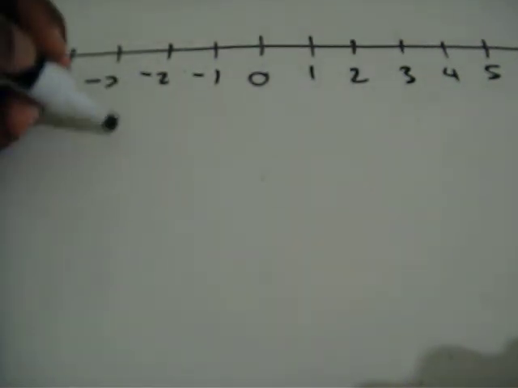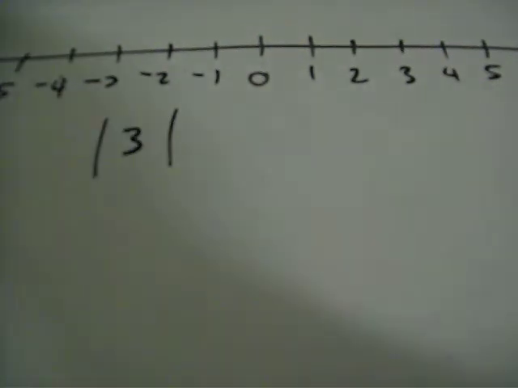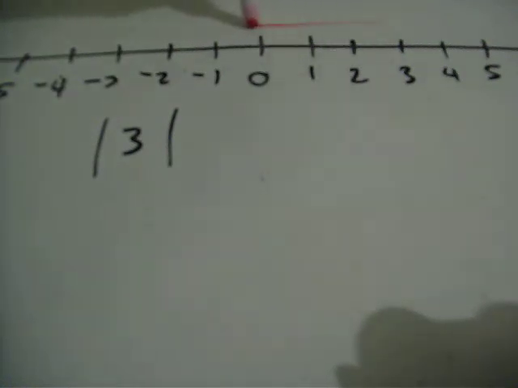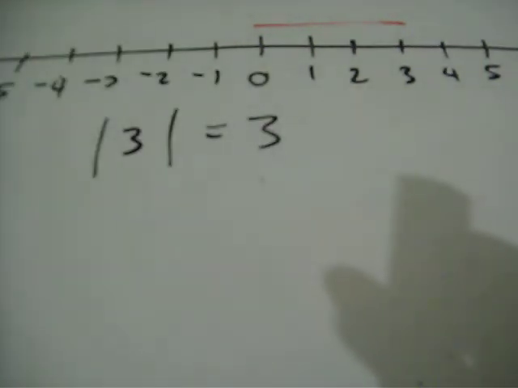And the way we write this is the absolute value of 3. So I just said the absolute value of 3 is 3. It's the distance away from 0. So that distance I drew in red. So the absolute value of 3 is 3.